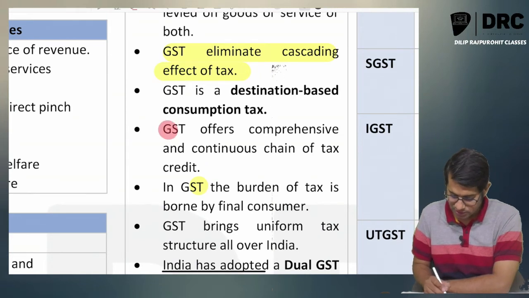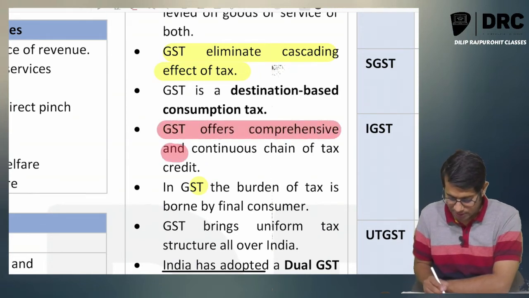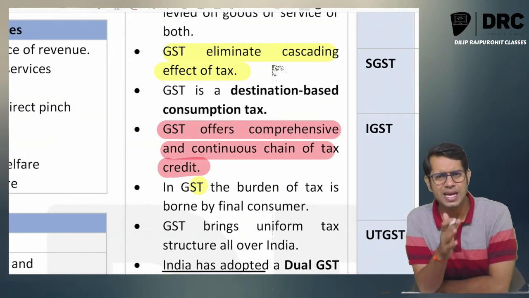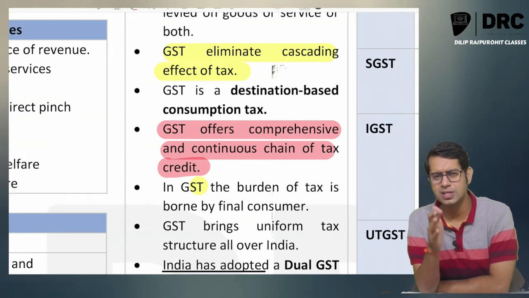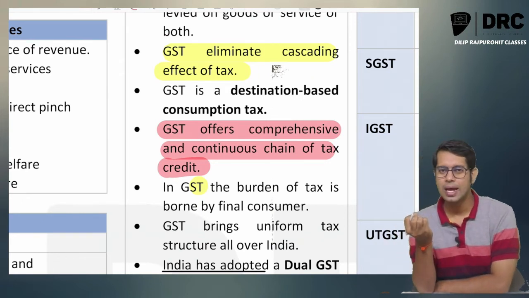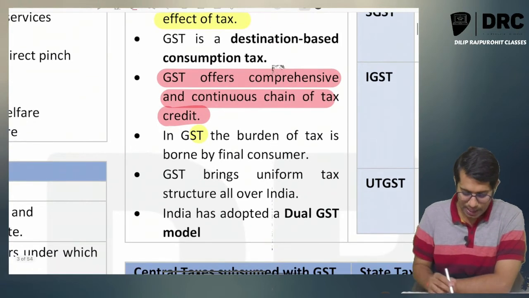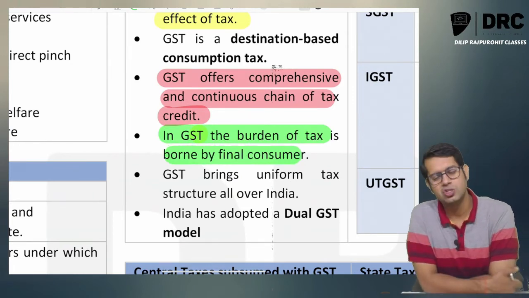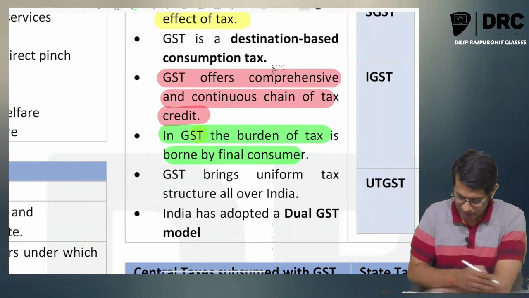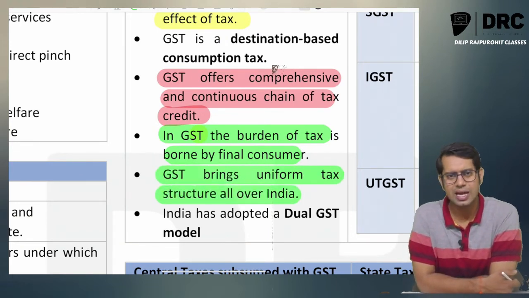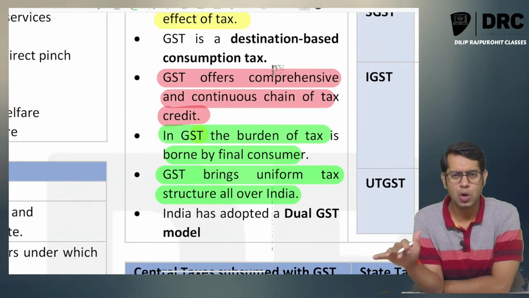Next point says GST offers a comprehensive and continuous chain of tax credit, meaning at each and every stage of the supply chain, you are taking the benefit of taxes paid on your purchases. So you are taking the tax credit paid by you on your purchases. Under GST law, the burden is on whom? The burden is on the final consumer. And because we have brought GST into existence in India, there is now a uniform tax structure throughout India.